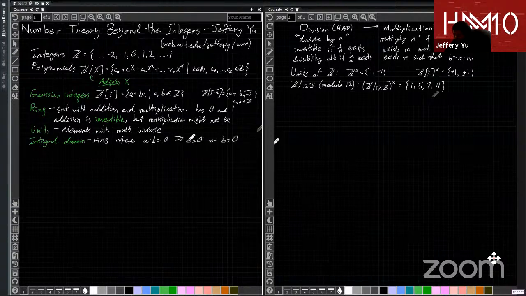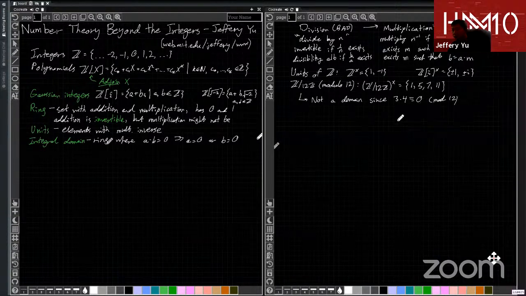For example, our mod 12 example is not an integral domain, since you can take two non-zero elements, 3 times 4, and this gives you 0 mod 12. I guess you write this as a congruence normally. So we've taken two non-zero elements and got 0, which makes it not an integral domain. The rings we're studying today, integers, polynomials, Gaussian integers, are all integral domains. I think you can probably see that pretty easily just by thinking about it a little bit.